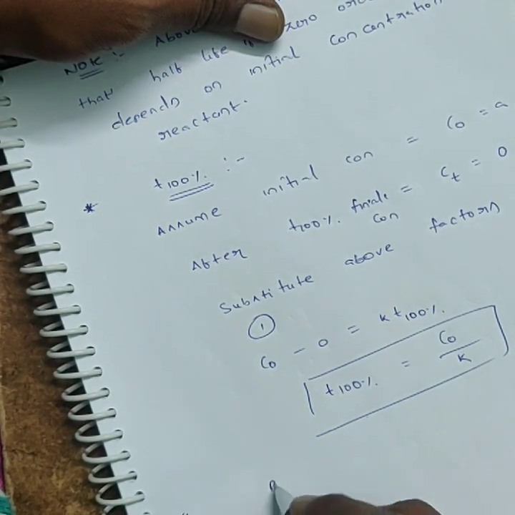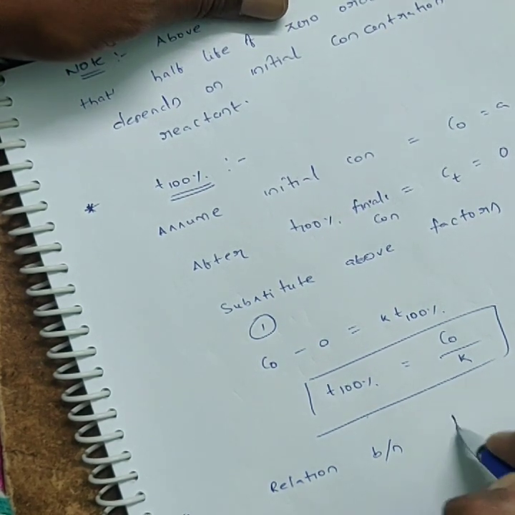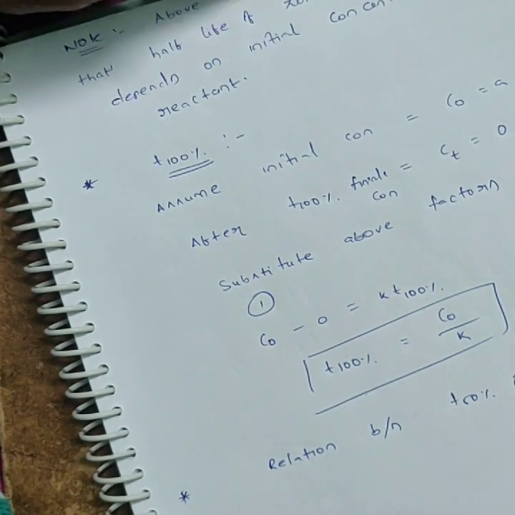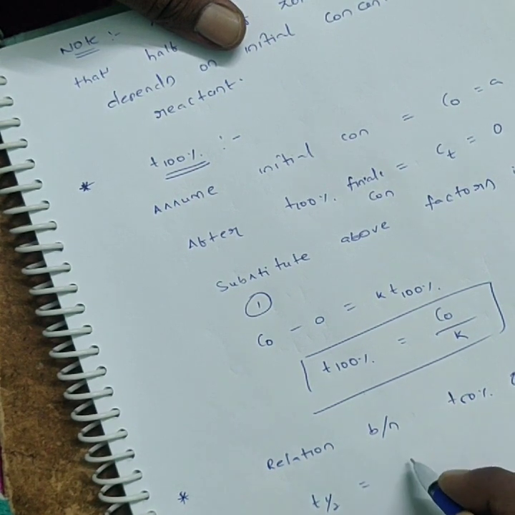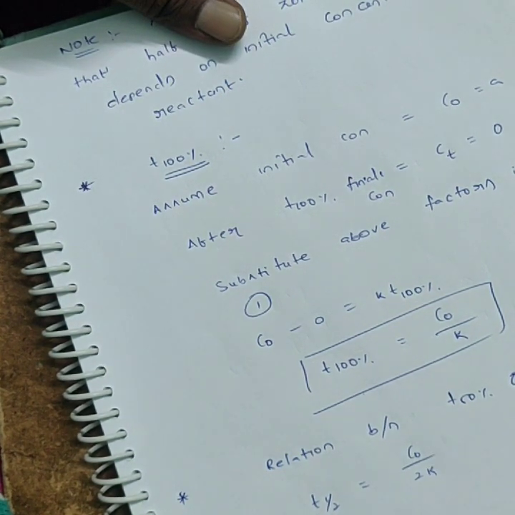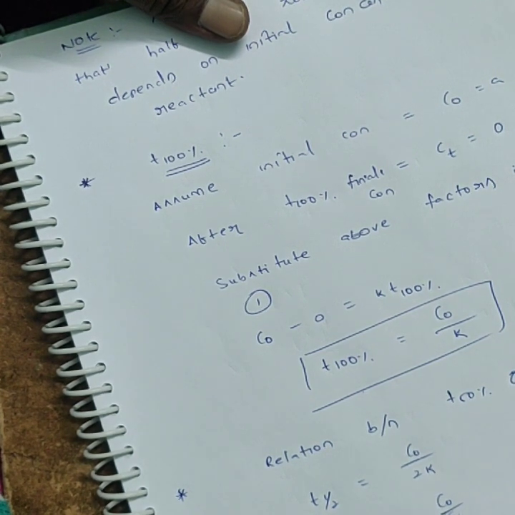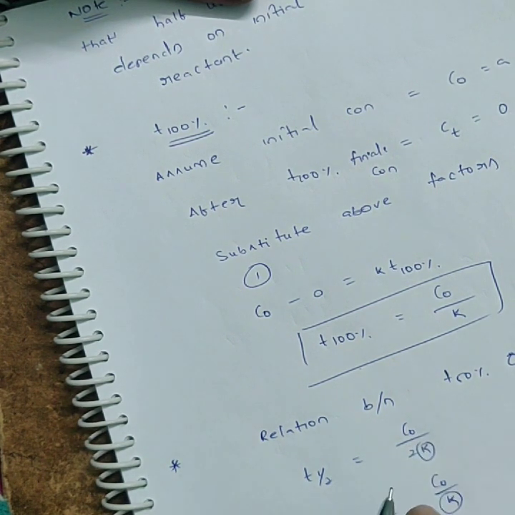Come to the relation between t 50% and t 100%. Here, what is t 50%? t-half is equal to C naught by 2k. t 100% is equal to C naught by k. So here what is common? The rate constant is common, as it is the same reaction and same order.